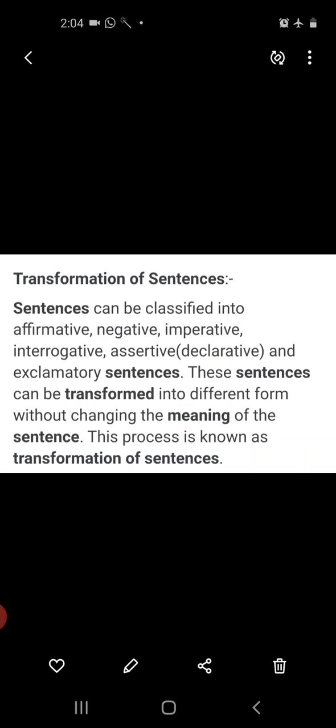As you all know, sentences can be classified into affirmative, negative, imperative, interrogative, assertive and exclamatory sentences. These sentences can be transformed into different forms without changing the meaning of the sentence. So this process is known as transformation of sentences.